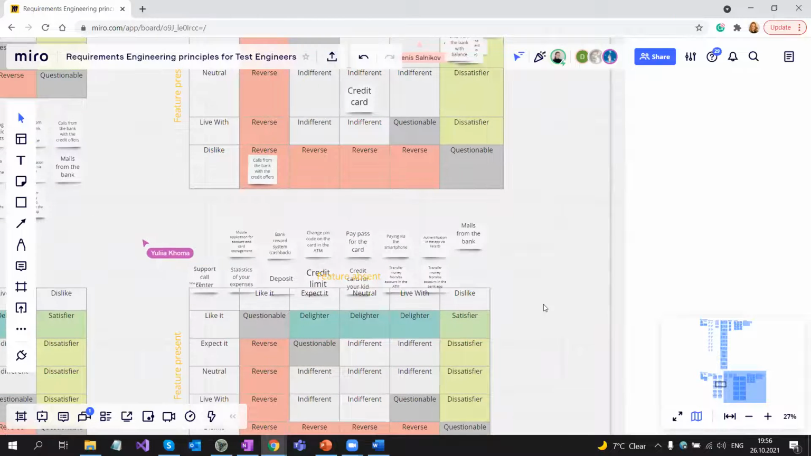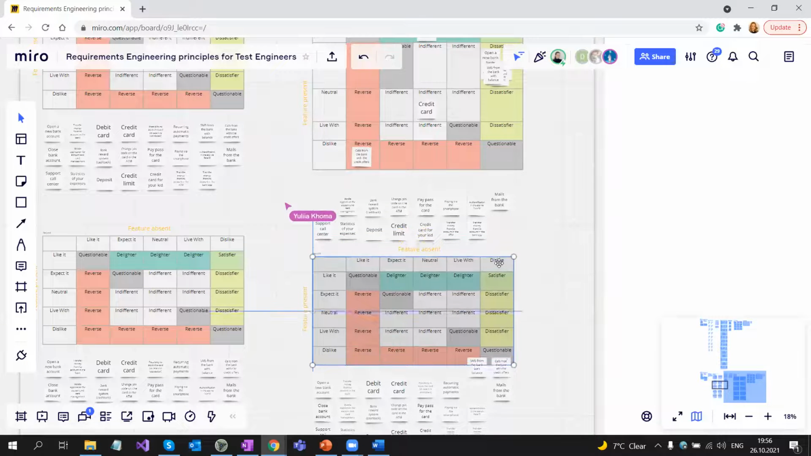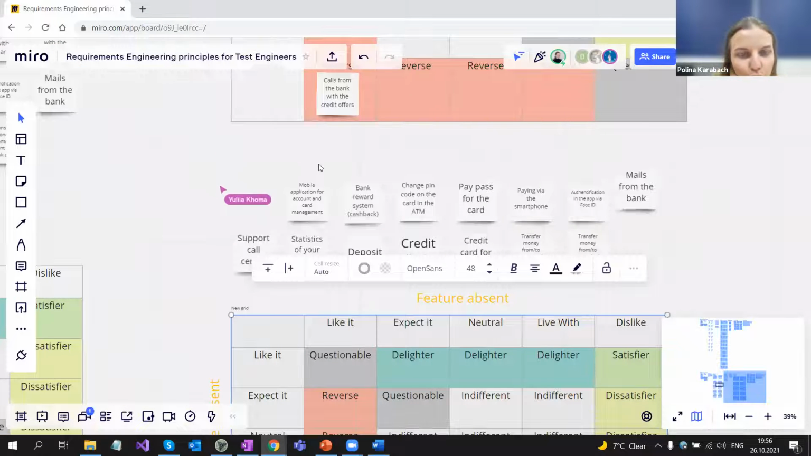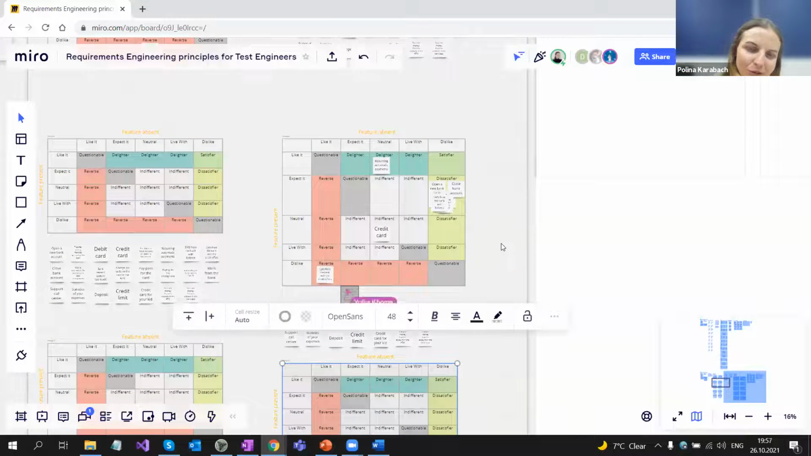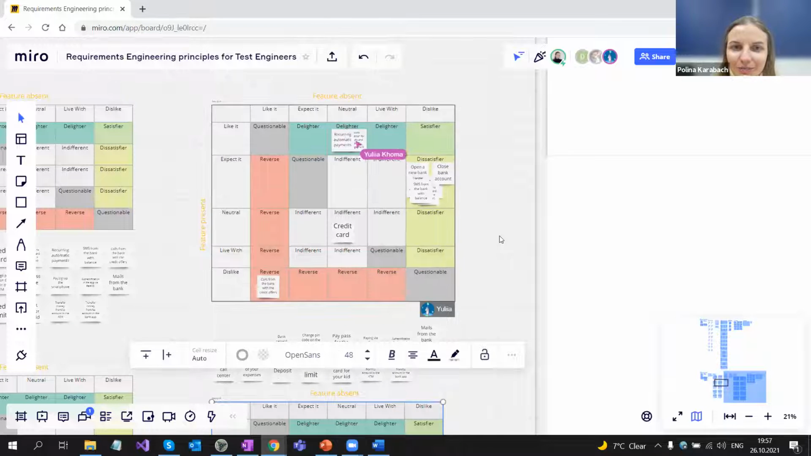Then what about mobile application for account and card management? Is it important for you? Application for card. Well, it's really nice. I like it, but I can live with it if it's not there, or I'm maybe neutral if it's not there, because it's becoming rather an important part for me.